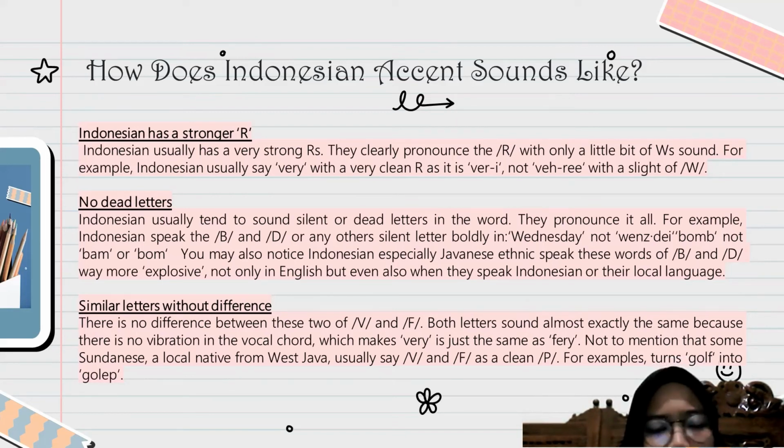And then, similar letters without difference. There is no difference between these two, V and F. Both letters sound almost exactly the same because there is no vibration in the vocal cord, which makes very just the same as fery. Not to mention that some Sundanese, a local native from West Java, usually say V and F as a clean P. For example, turns golf into golp.